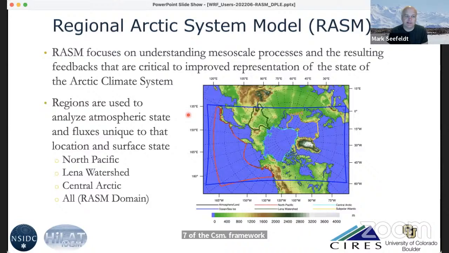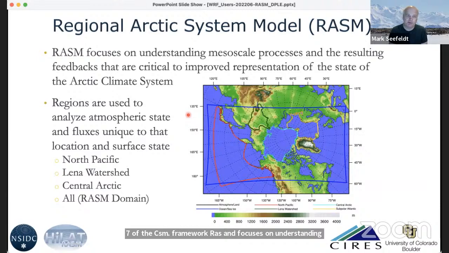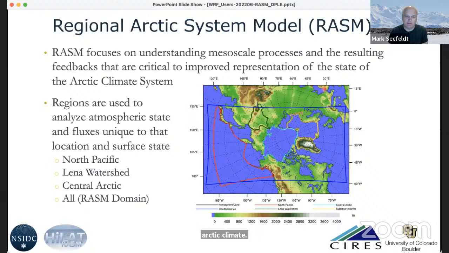RASM focuses on understanding mesoscale processes and the resulting feedbacks that are critical to improved representation of the state of the Arctic climate system. The RASM domain for the atmosphere is this larger domain as highlighted. The blue rectangle is the POP sea ice domain. Within this, we also use regions to analyze the results, to look at it in terms of location for atmospheric state and fluxes. And so we have the North Pacific, the Central Arctic, and the Lena watershed.